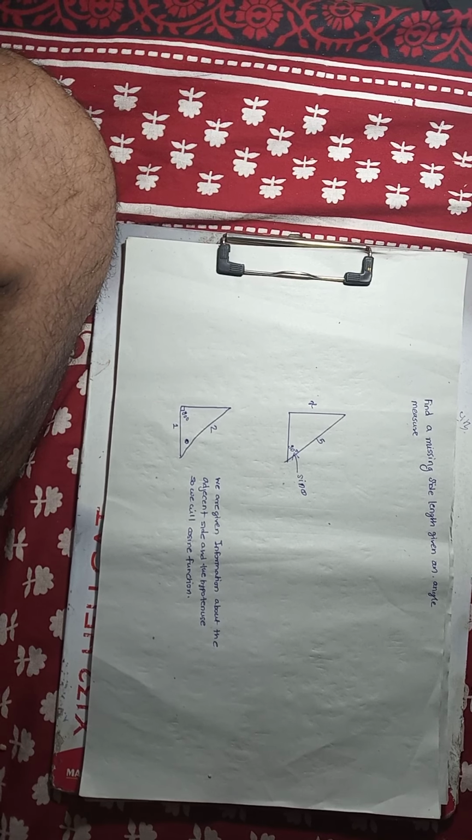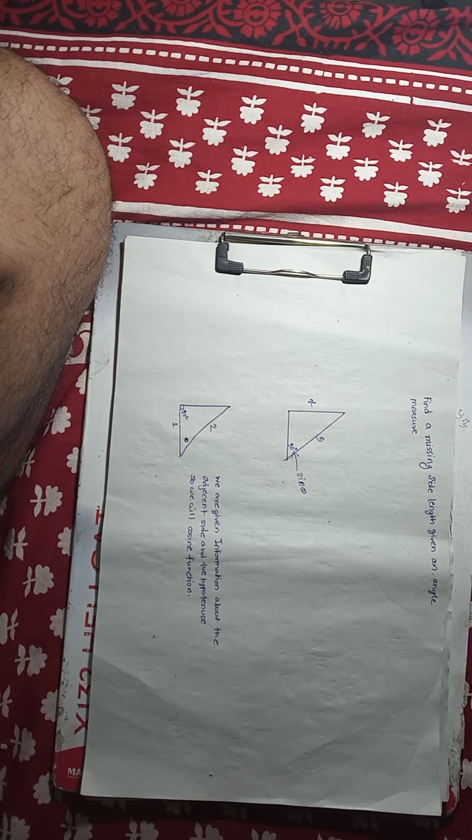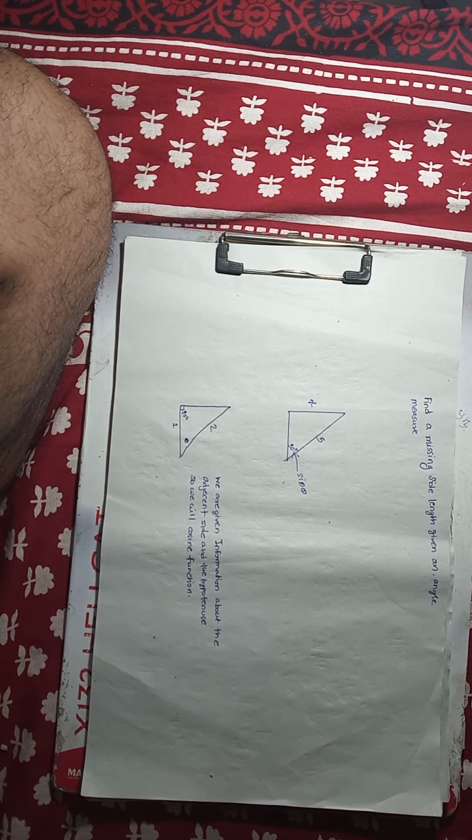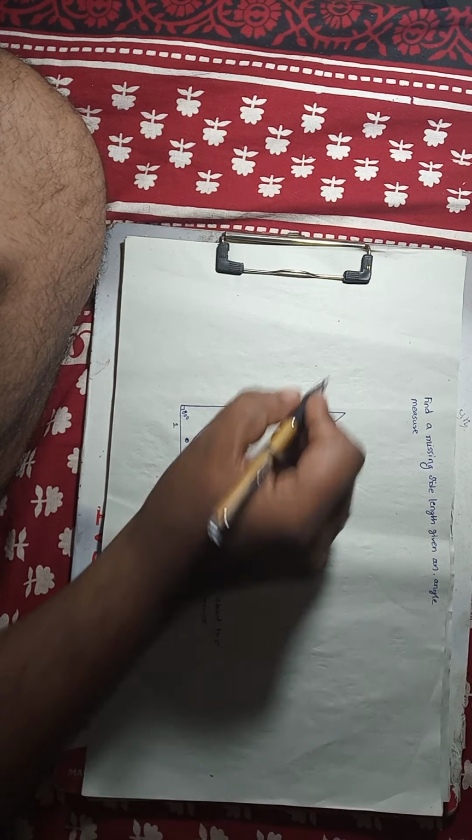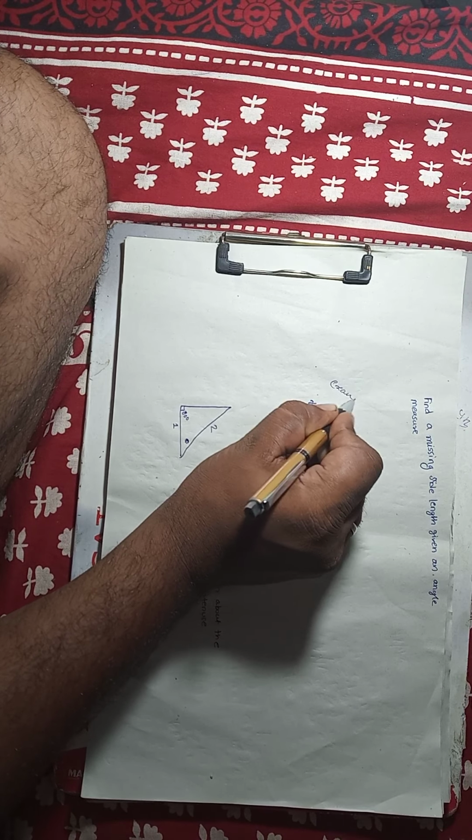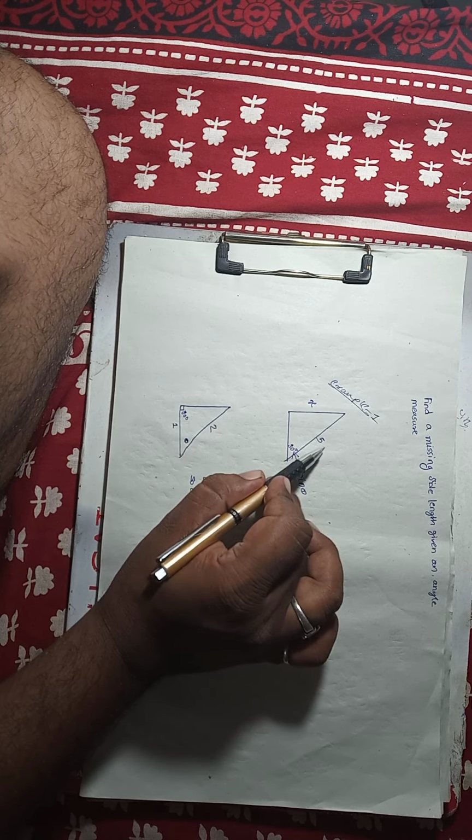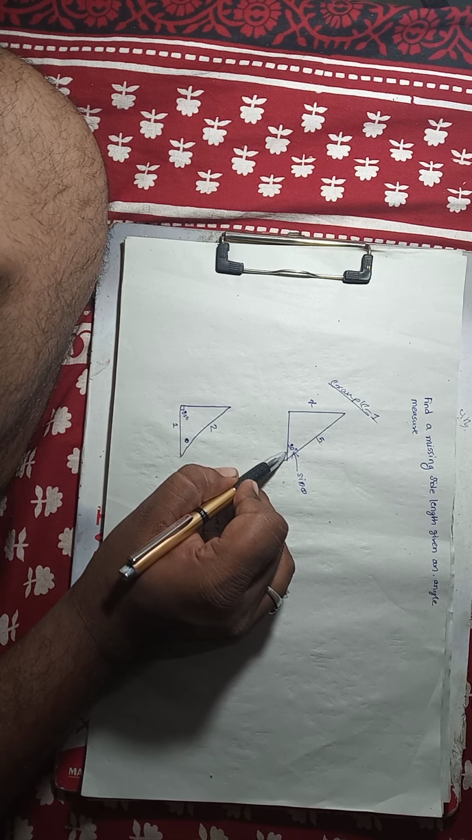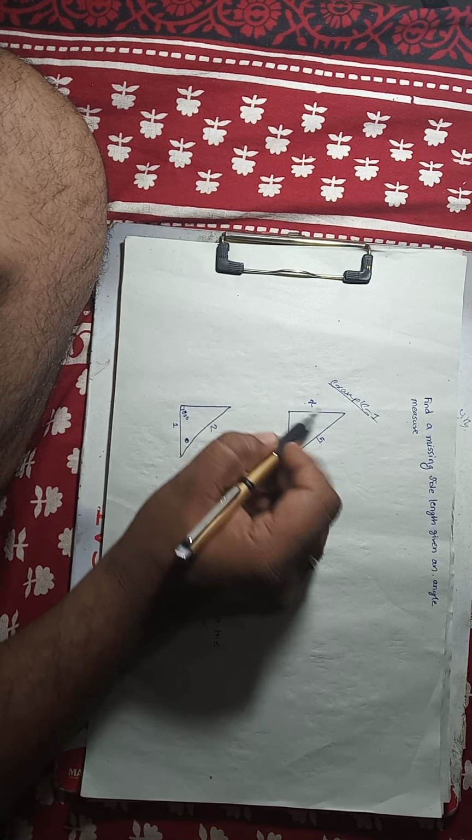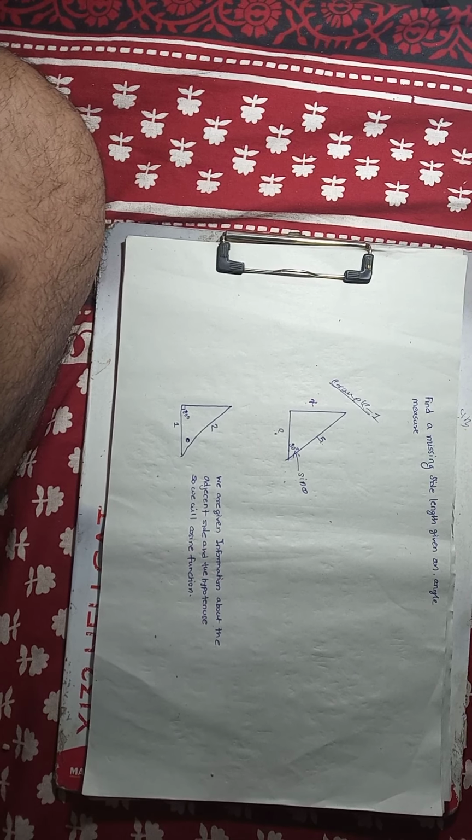Hello friend, today we will see how to calculate missing length and angle of a triangle with the help of trigonometry. So in example number 1, we have given the hypotenuse value, the value of theta, and the opposite side value. Here the adjacent side value is missing, that we have to calculate.